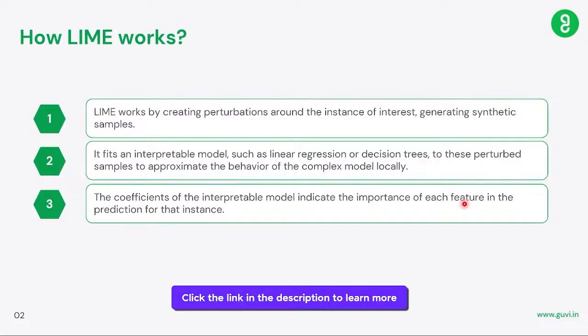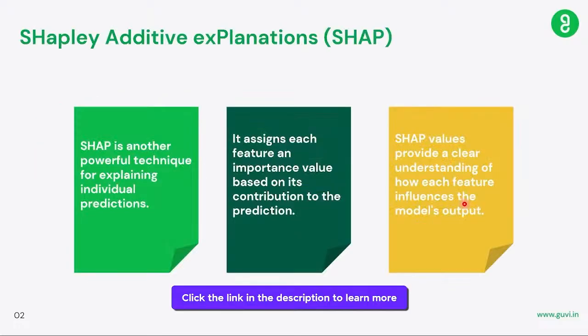Now, let's see what a SHAP model does. SHAP is otherwise called Shapley Additive Explanations, SHAP, S-H-A-P. SHAP is a powerful technique that offers a unified framework for interpreting the output of any machine learning model, regardless of its complexity or type. It provides a comprehensive understanding of feature importance and contribution to model predictions.